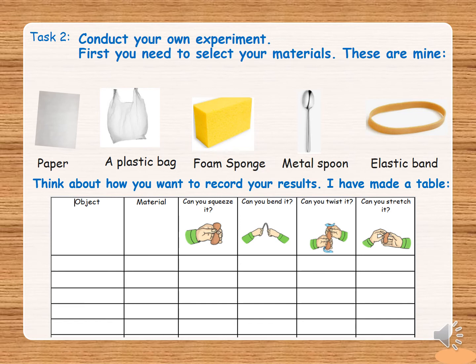Then I'm going to try and bend it. If I can bend the objects, I'm going to do a tick. If I can't bend the objects, then I'm going to do a cross, or I can write yes or no. I'm going to twist it. If I can do it, I will write yes or do a tick. If I can't do it, I would write no or do a cross. Then I'm going to test if I can stretch the object without it breaking. If it doesn't break when I try to stretch it, I would write yes or do a tick. If it does break while I try to stretch it, or if it doesn't move at all, I would write no or do a cross. Off you go and start experimenting.